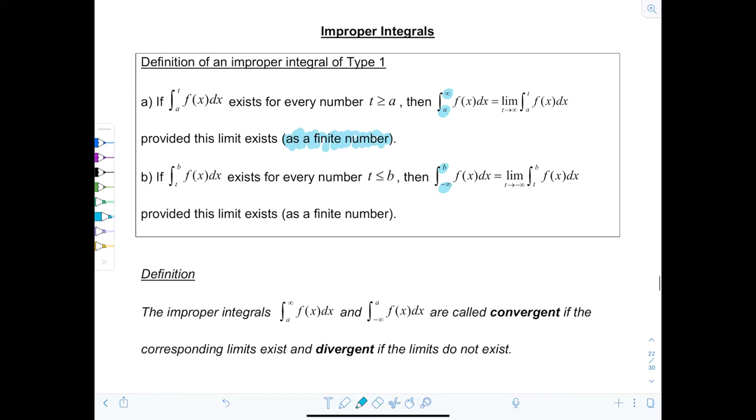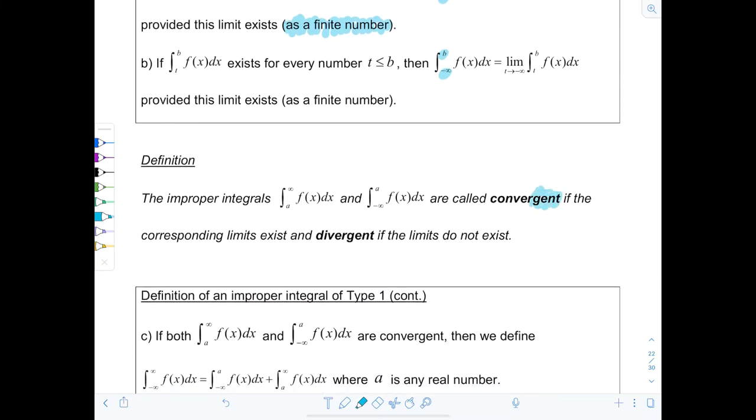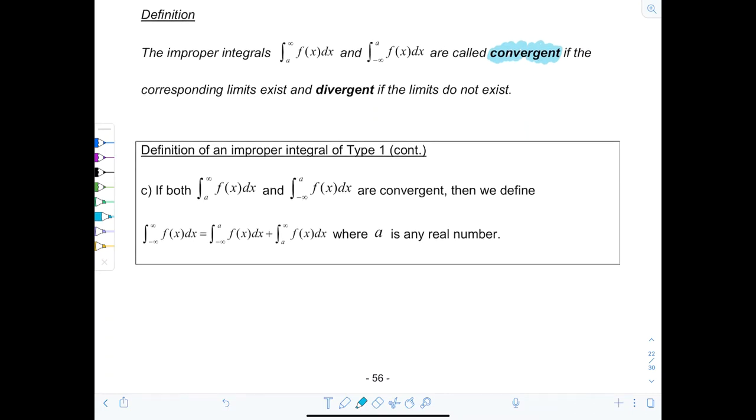Now, these improper integrals are called convergent if the corresponding limits exist as finite numbers, and divergent if the limits do not exist. And then lastly, you might see, and this is still considered a type 1 improper integral, where both the limits are infinity and negative infinity.